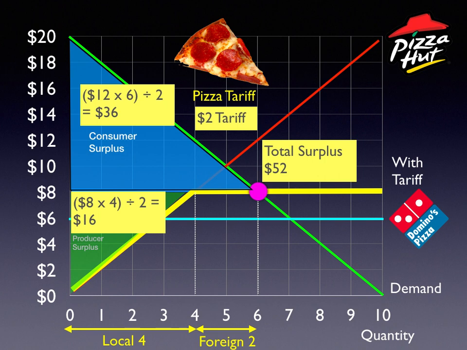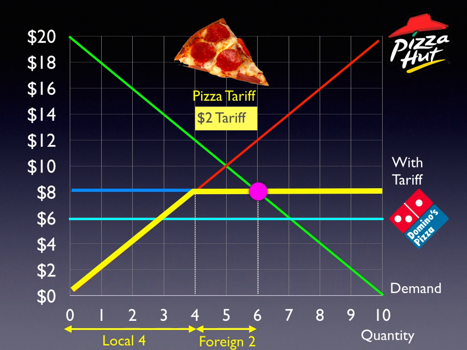We would then go in and describe the area of the tariff. The tariff, once again, is a $2 tariff on the 2 units that the foreign provider is producing. It would be this area right here. In addition to that, we calculate the size. $2 times 2 would be 4. We also note that we have 2 other little areas. Those are deadweight losses.